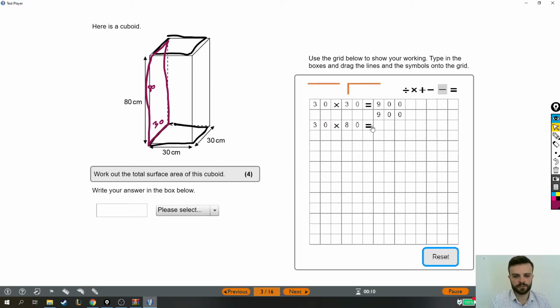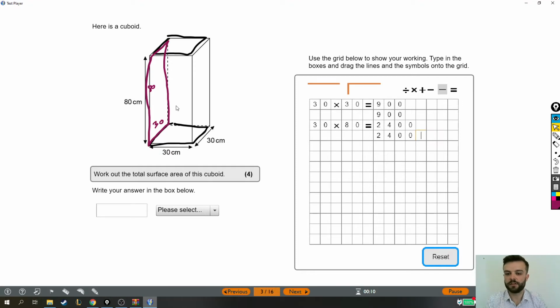And just like last time, we can just multiply the first digits together. 3 times 8 is 8, 16, 24. And then add on the two zeros, so it's 2,400. And again, there are two of these. There are two 2,400s because there's the left and the right.